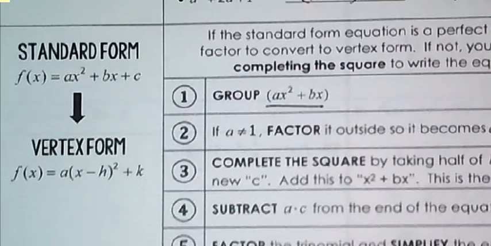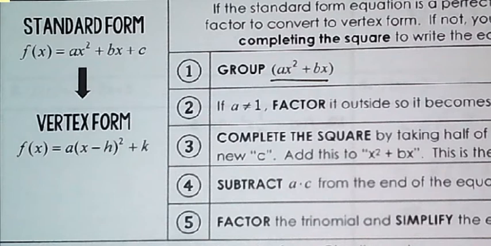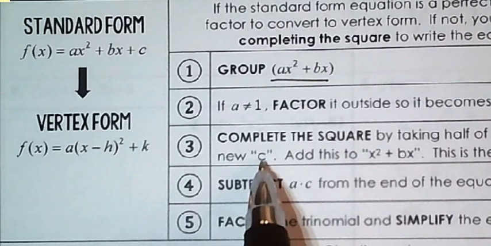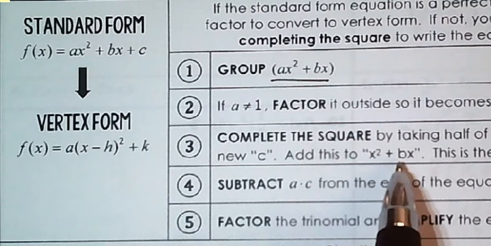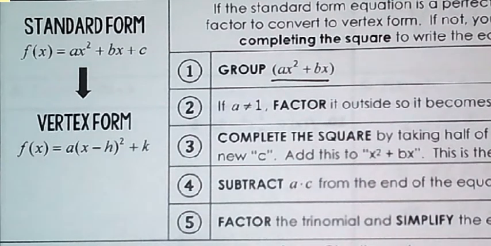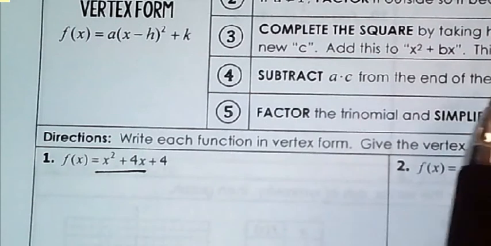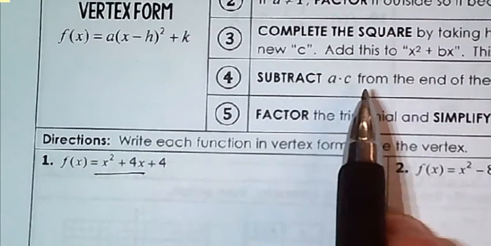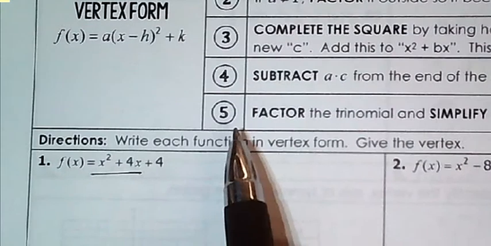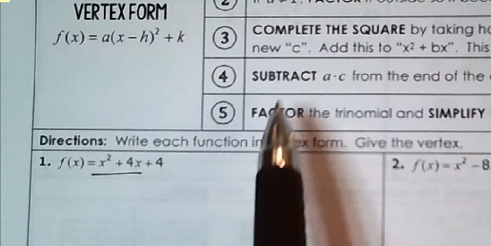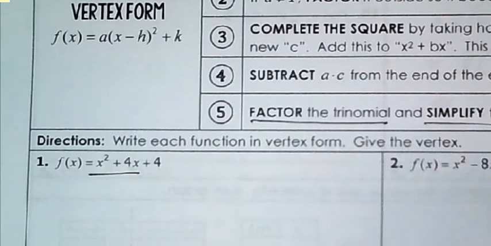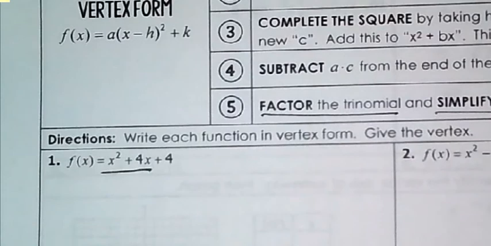Alright, number 3, complete the square by taking half of b and squaring it. This is the new c. Add this to x squared plus bx. This is the perfect square trinomial. I'll explain that in a minute. Next, you have to subtract ac from the end of the equation. That doesn't make any sense to us right now. I'll explain it. Number 5, factor the trinomial, that is, factor the perfect square trinomial, and simplify the end of the equation. None of this really makes sense. But after we do a few of these, it's going to make perfect sense, because it's really easy. For some reason, my students do really well with completing the square.